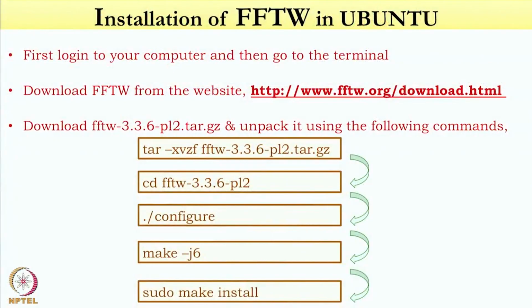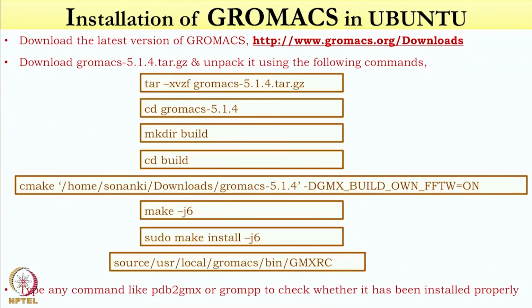Okay. So then you install FFTW using this command. It is the same as CMake. And then to install Gromacs, you will also have a tar file there. So you just unpack it using the command tar space minus xvzf Gromacs. What does this xvzf do? It unpacks the tar file. Then you go to the directory using cd space Gromacs. Then you have to create a directory named build.